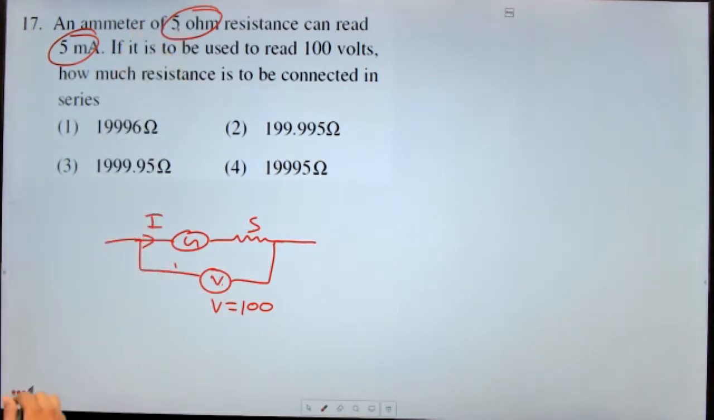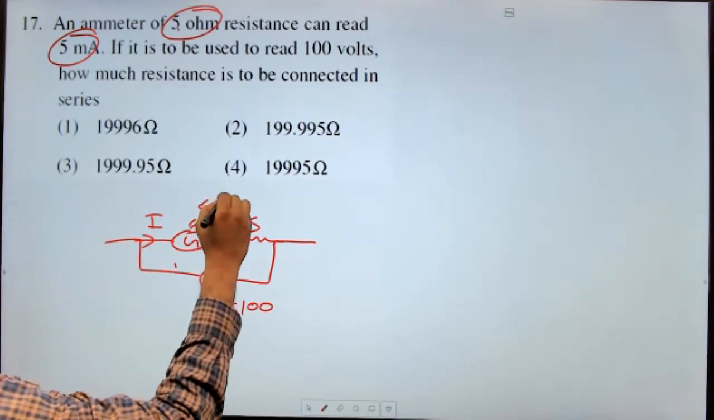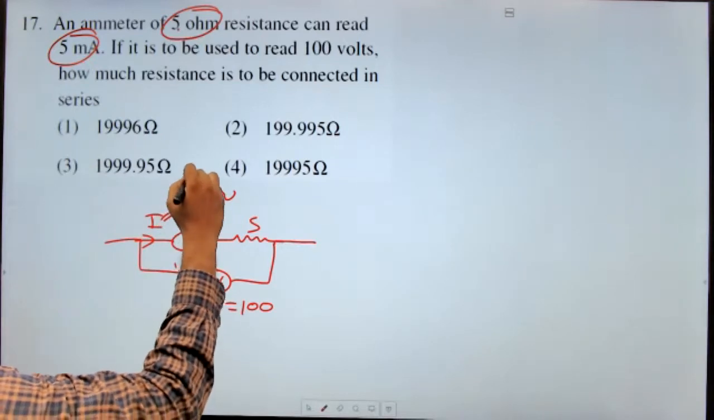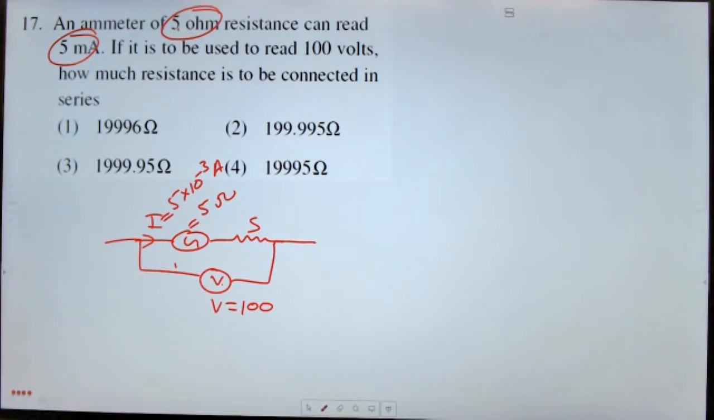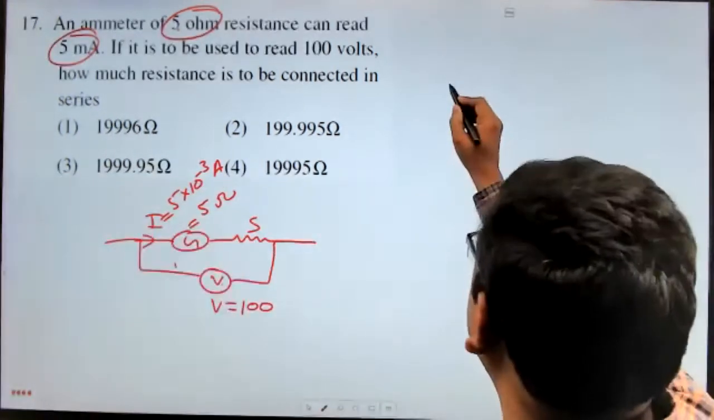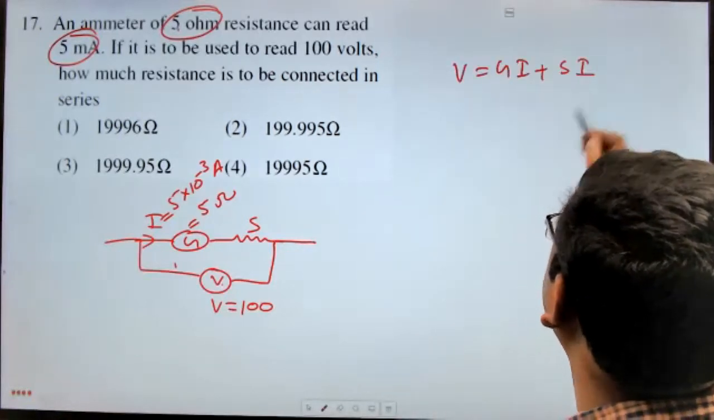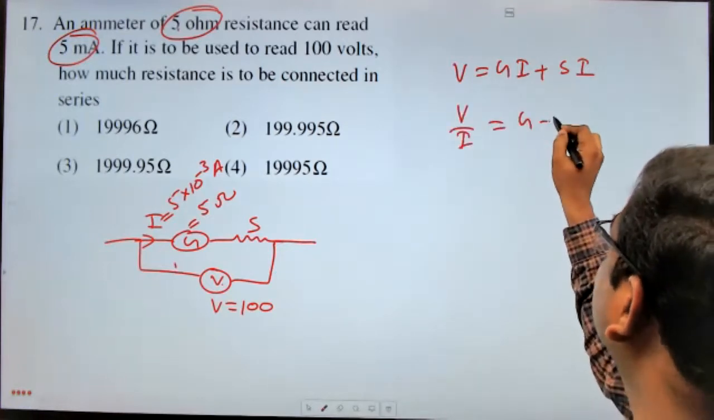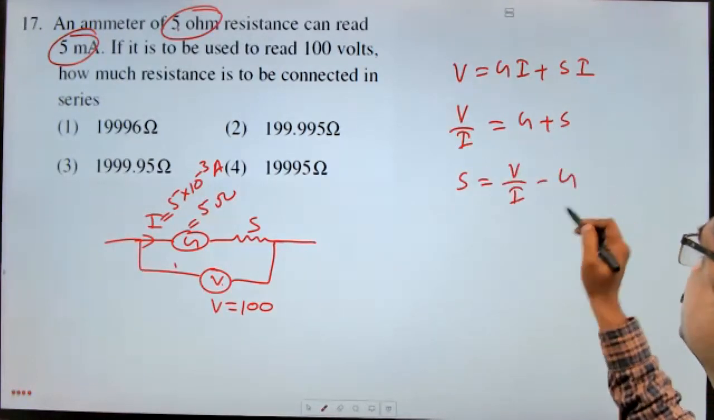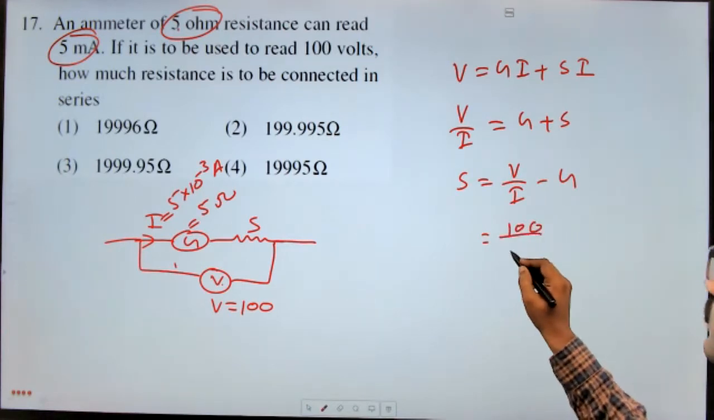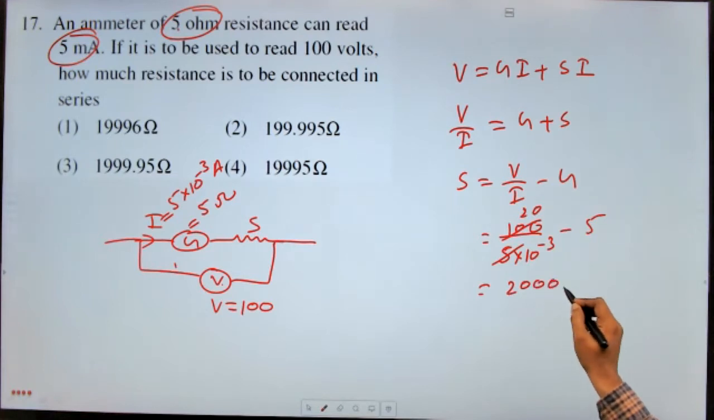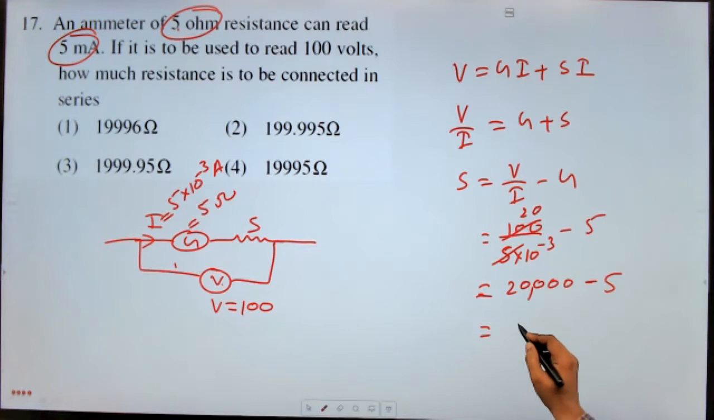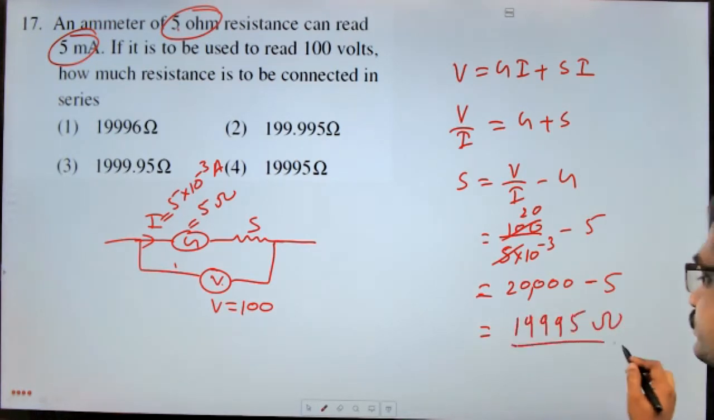The galvanometer resistance G is given as 5 ohms. Current I equals 5 milliampere, that means 5 into 10 power minus 3 ampere. V, I and G are known, and we need to calculate S. From the diagram, V equals G into I plus S into I. Taking the ratio, V by I equals G plus S, so S equals V by I minus G. V is 100, I is 5 into 10 power minus 3, minus G value 5. So 20,000 minus 5 equals 19,995 ohms. Go with the fourth option.